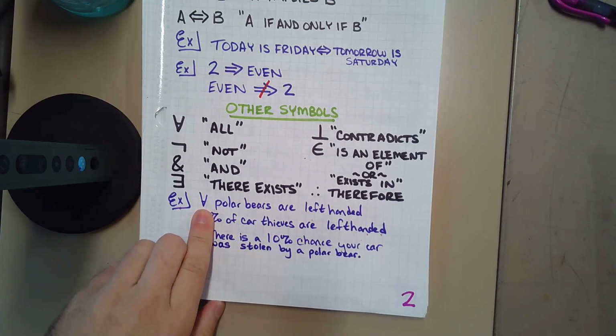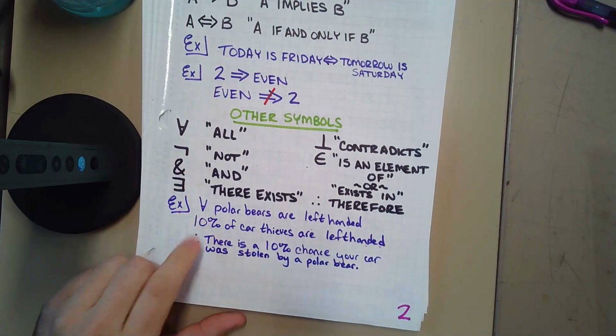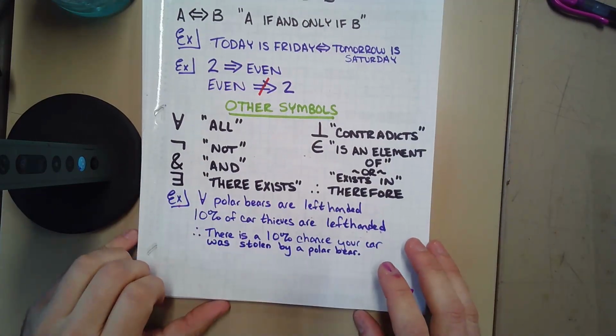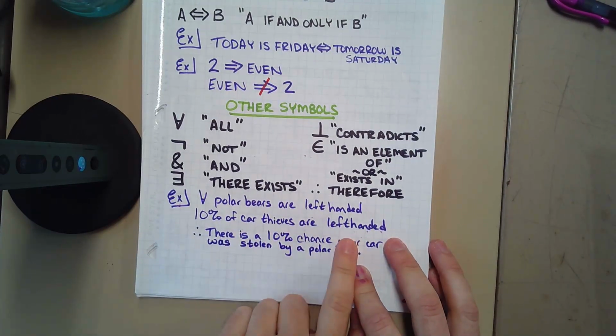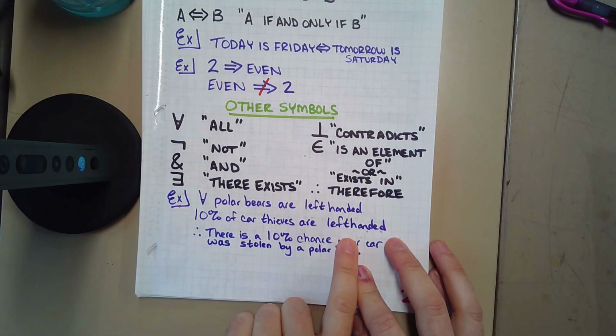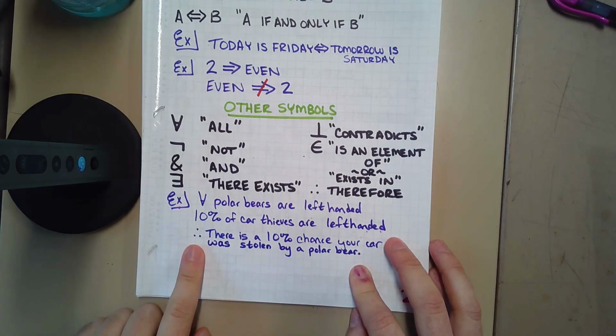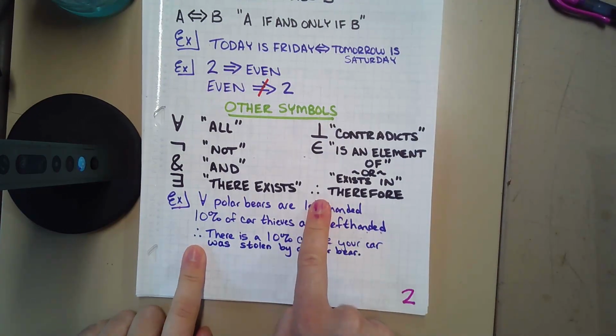What's that symbol mean? All polar bears are left-handed. Anybody left-handed in here? No one cares. 10% of car thieves are left-handed. What does this symbol mean? I didn't cover it. What is it? Therefore, you read. Good job.